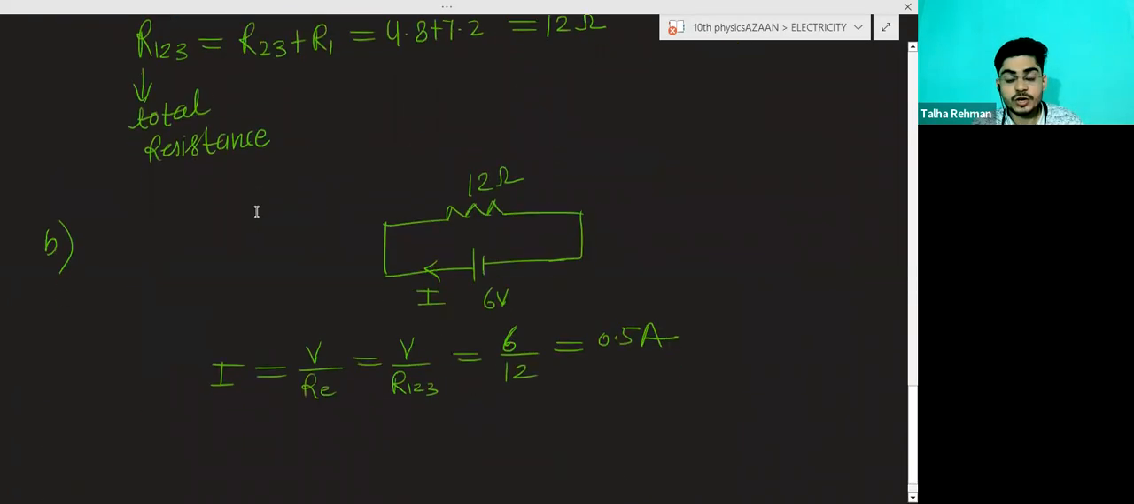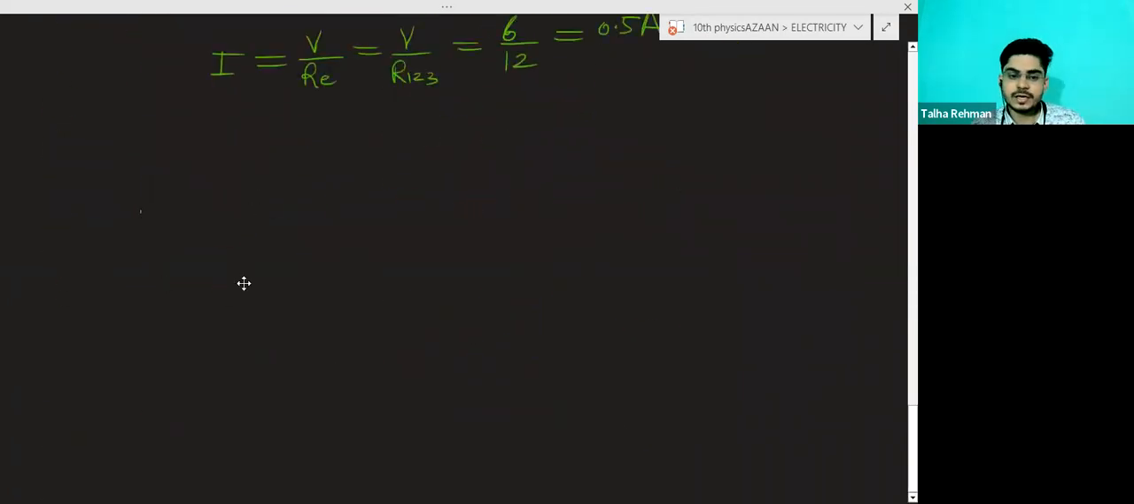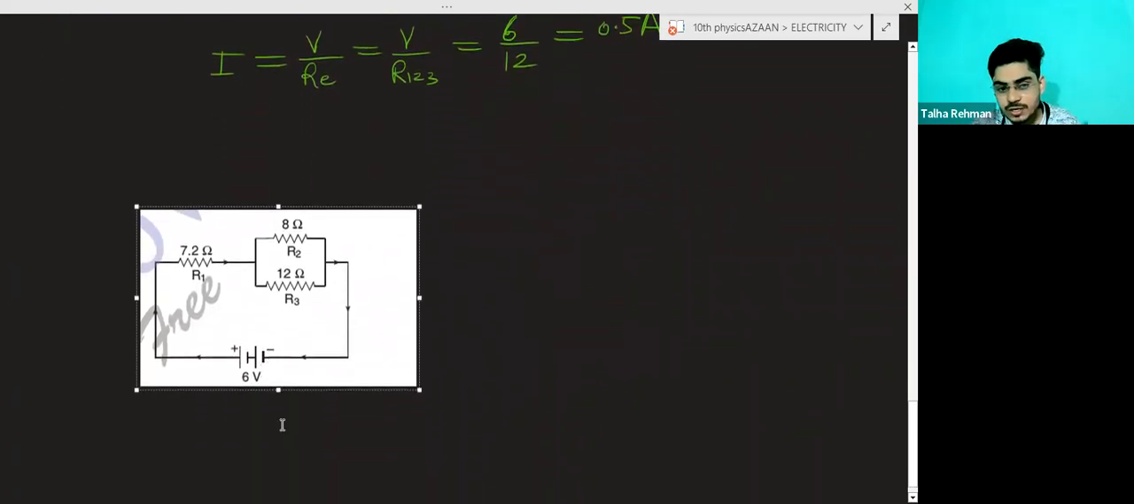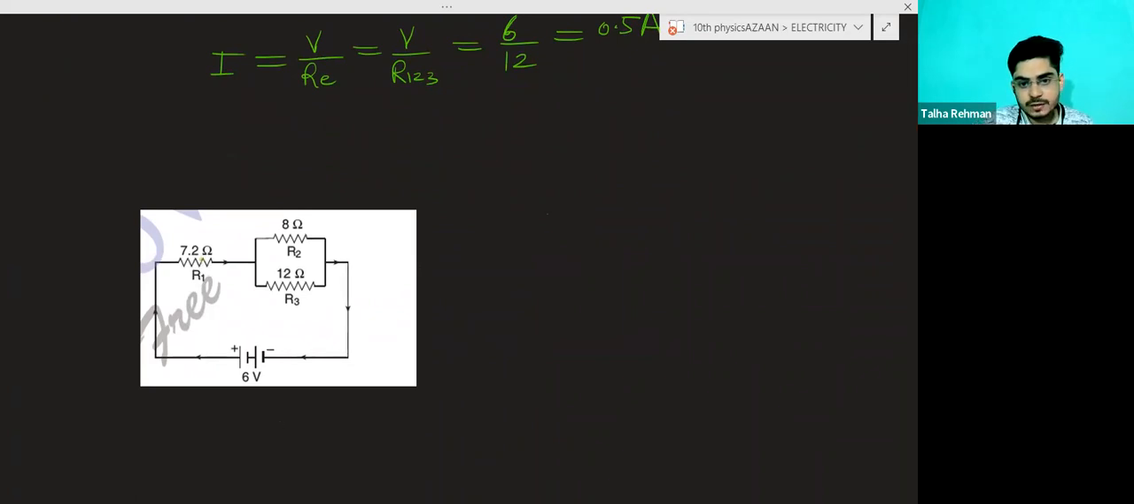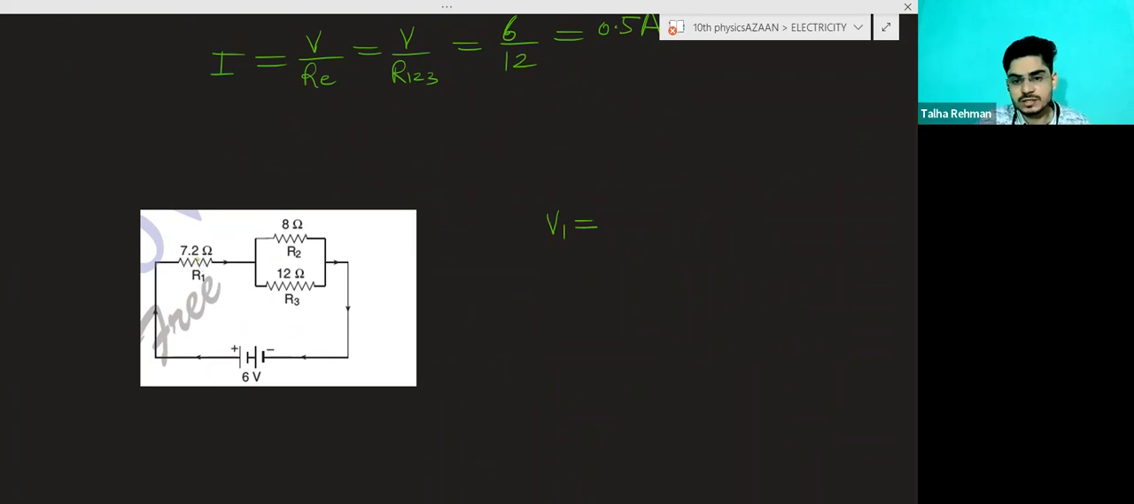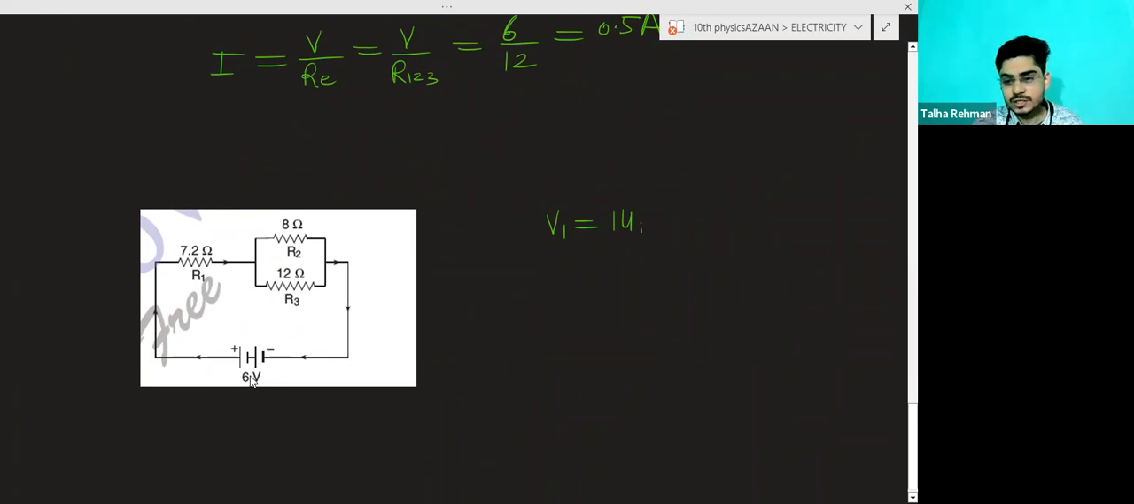In between, if you are doing wrong, then you will find out that you are doing wrong. Why? Because I was getting the resistor voltage through 7.2 ohm resistance as 14 point something, but the battery is of 6 volt. This is not possible. So basically, what current is going? 0.5 ampere current.